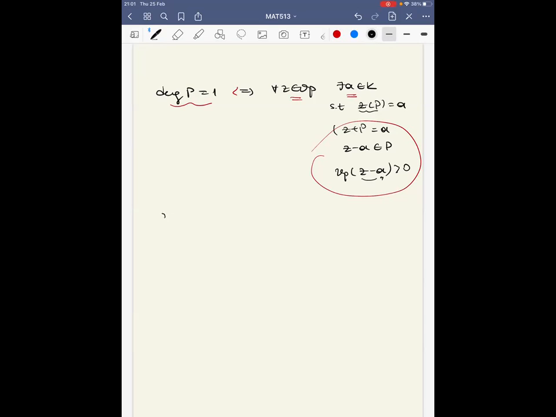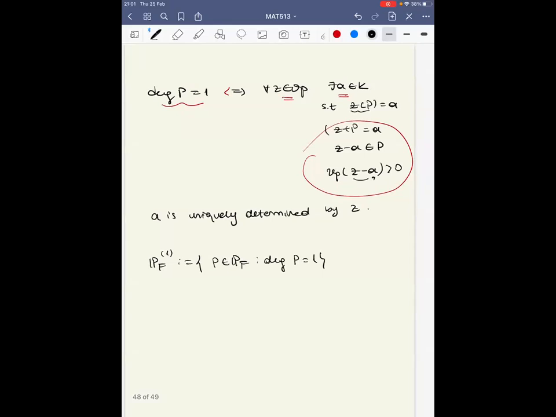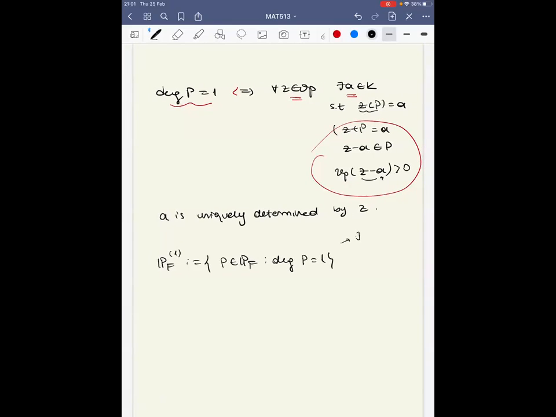And here A is uniquely determined by z. If you consider degree 1 places, of course, this should be a question we keep in our minds: do we always have a rational place in a function field? We still don't know the answer.